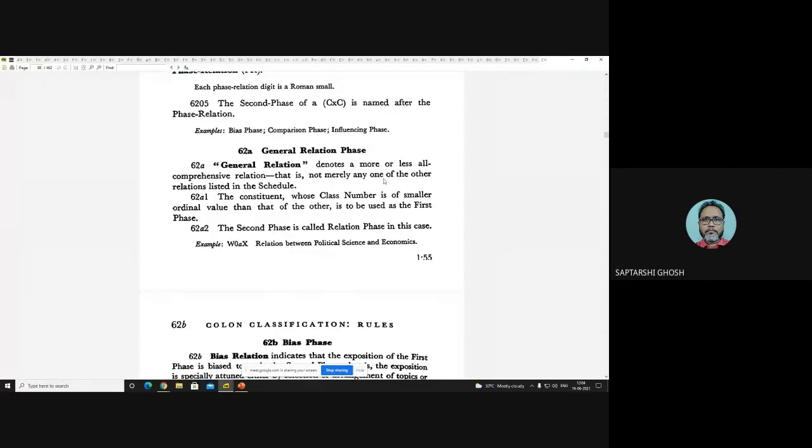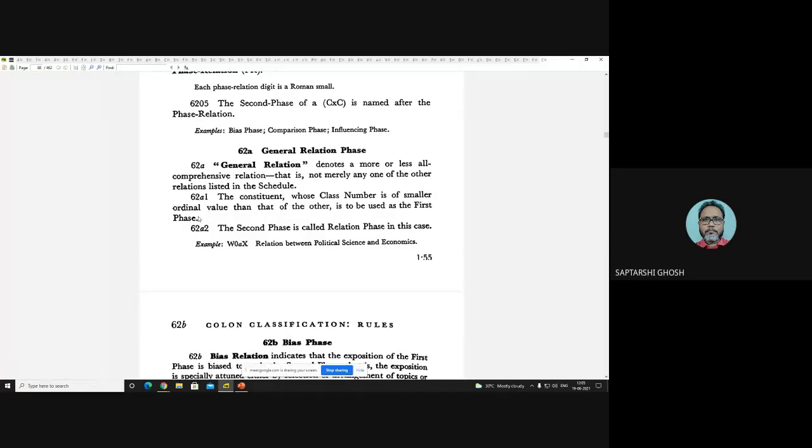All relations are there, more or less all comprehensive relation. That is not merely any one of the other related lists in the sheet. The constituent whose class number is smaller in ordinal value than the other is to be used as the first facet. This is important. If such two things are there, now see, you have to use the class number of the smaller ordinal number than that of the other as the first phase. The ordinal number means order.